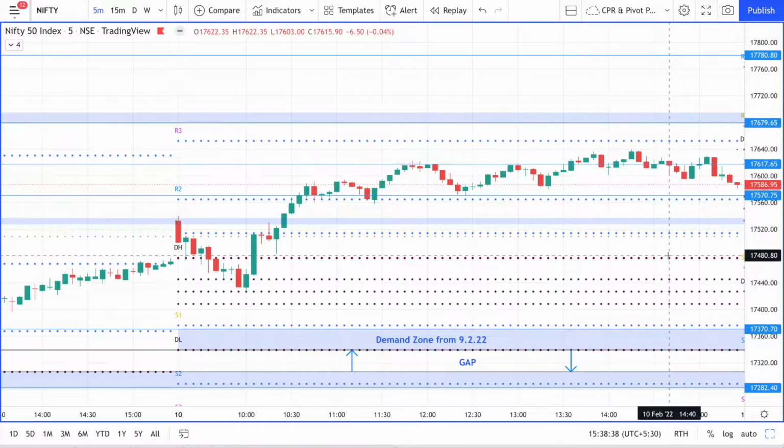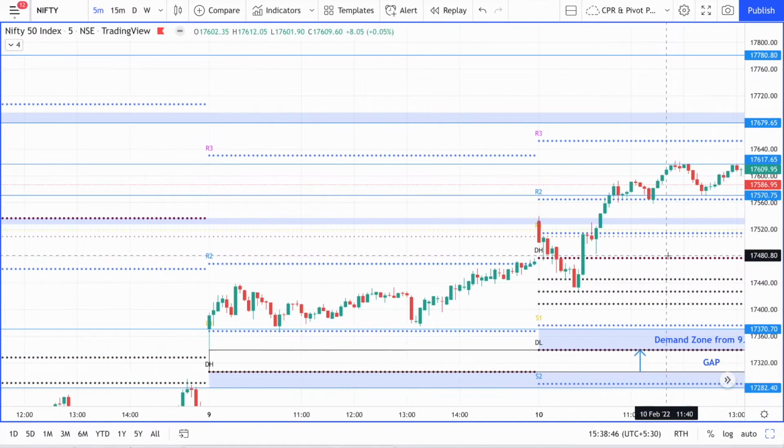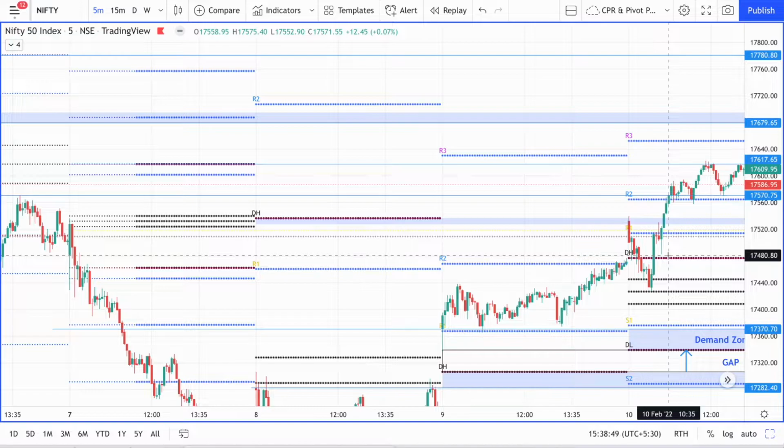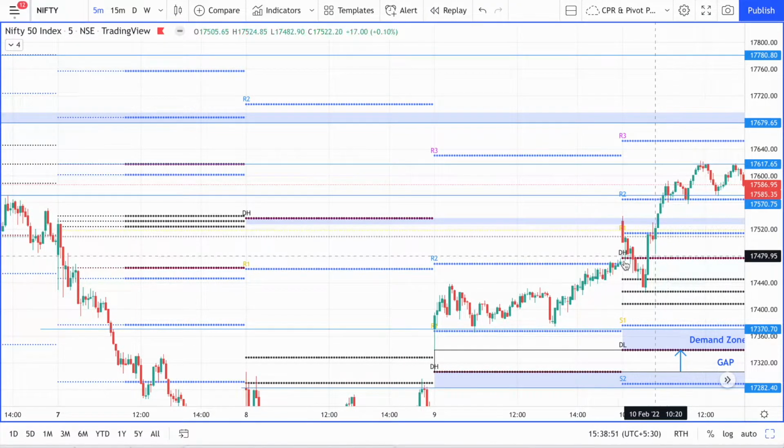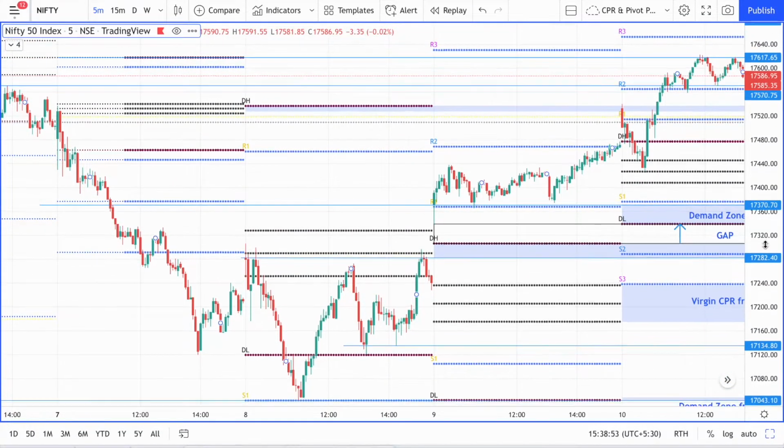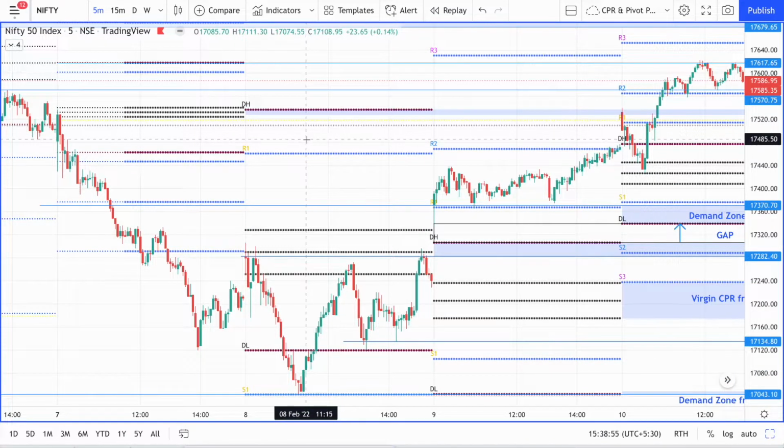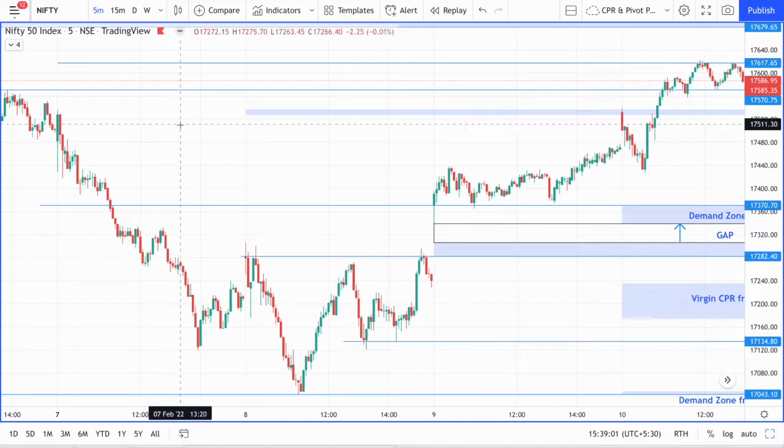So a very simple demand supply rule was played out today, and if you are a demand supply player, then you can definitely go on and trade based on the strategy that I just told you. So is it not a very simple strategy? See, let us just go back here. Let me just turn off all these indicators and I'll show you the price action here.